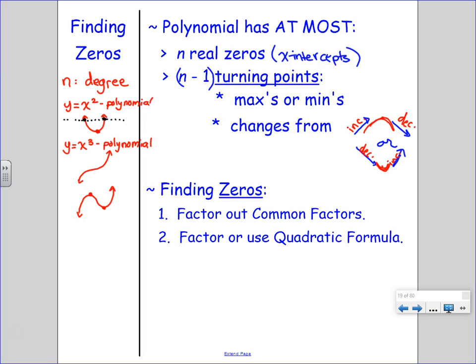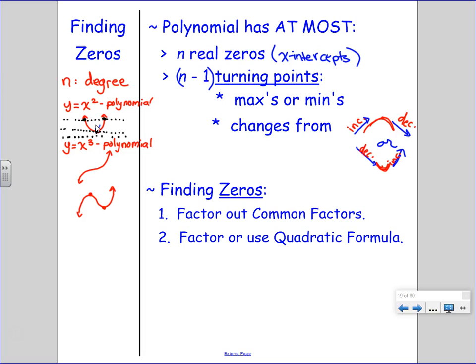2. Well, it said at most 2. Could it have 1? What if it crosses at the vertex? This is the x-axis, showing you where it could go. Could it have no zeros? Depending on the polynomial, it depends on how it's been shifted up or down as to whether it's going to have 2 or 1 or none for a quadratic.